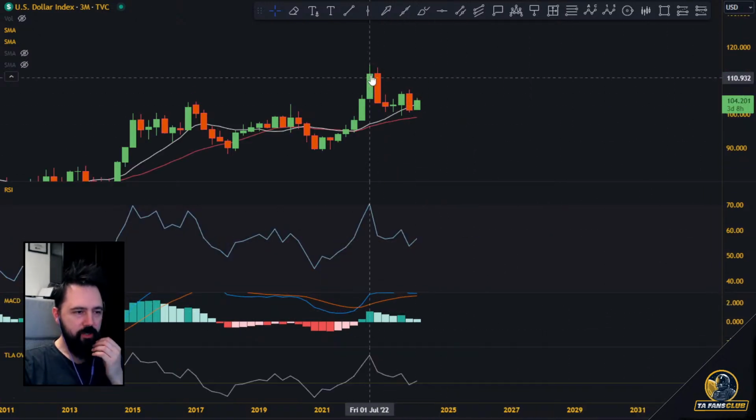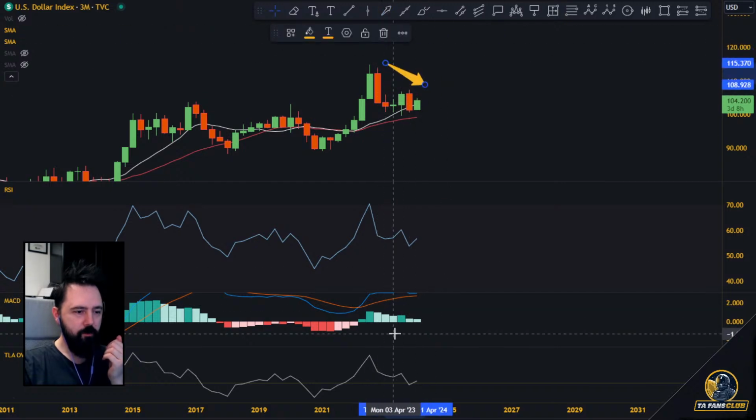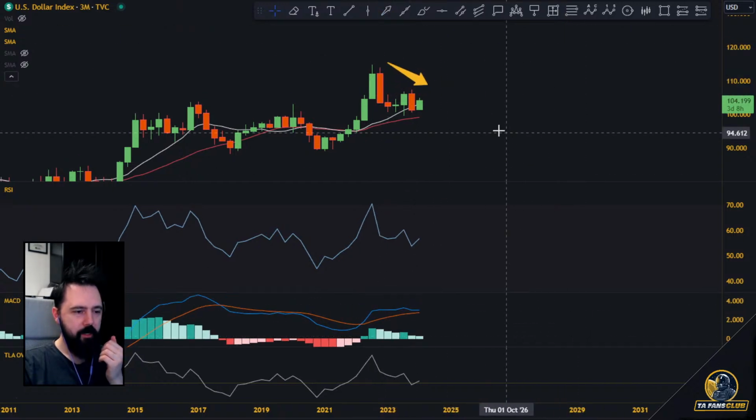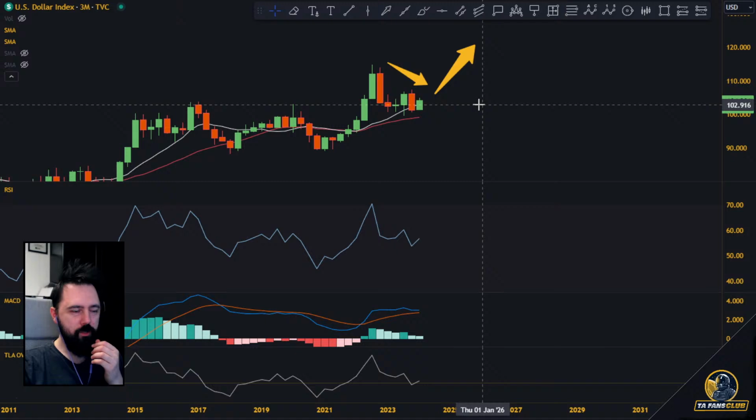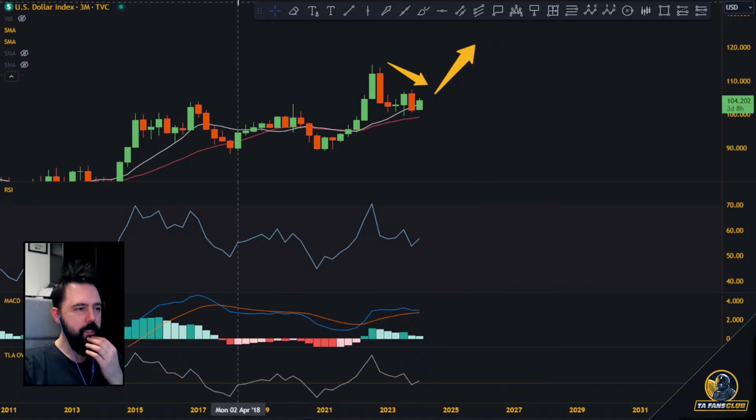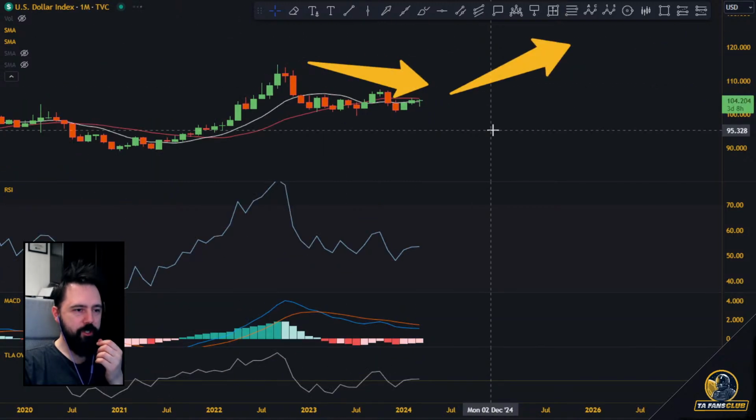The momentum on the 3-day chart during this down move has actually been declining up here. So there is a very good chance this will continue going towards the upside. So how many more months? That's the question.